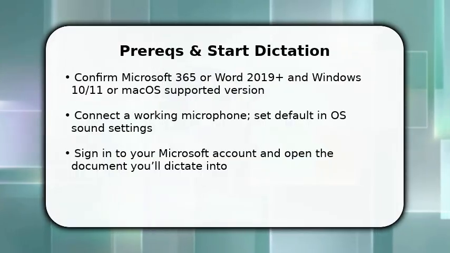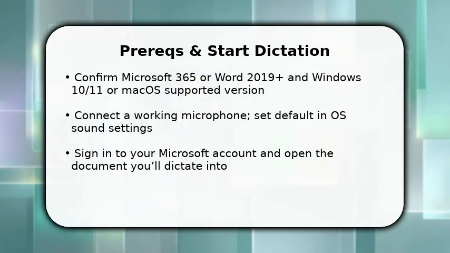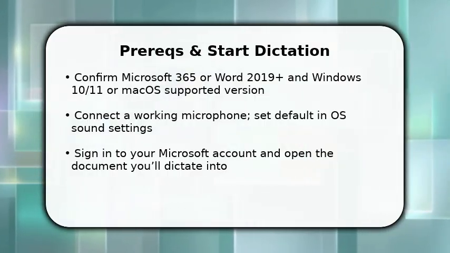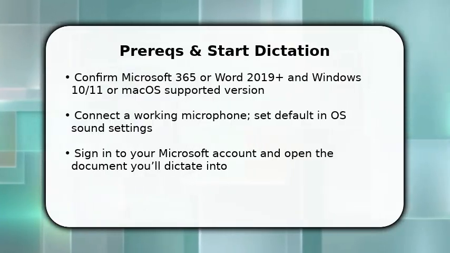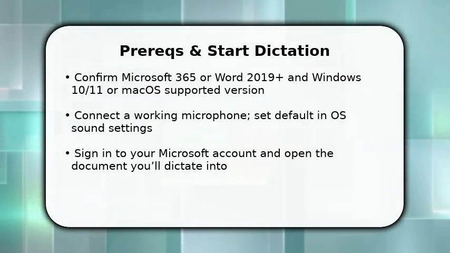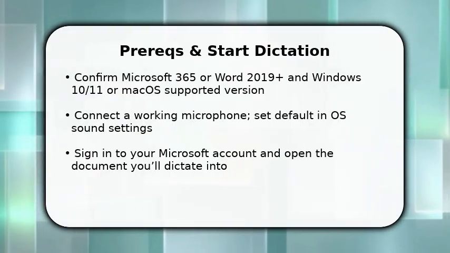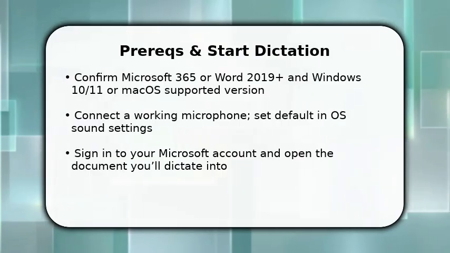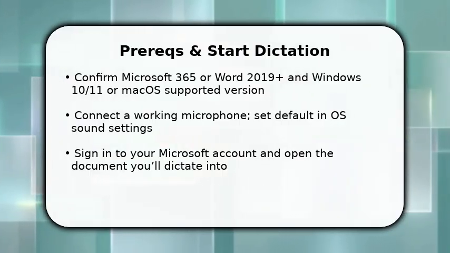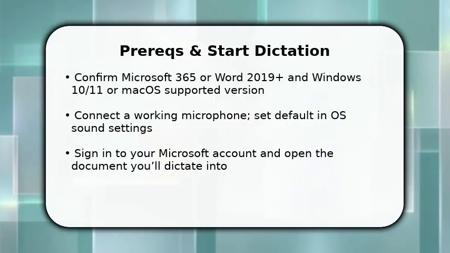You begin by confirming essentials: a Microsoft 365-enabled Word and a working microphone. Once connected, set the mic as your default in-system audio so Word hears you reliably. Make sure you're signed into the same Microsoft account that has Dictation enabled, then open the document you want to dictate into. Now go to the Home tab.